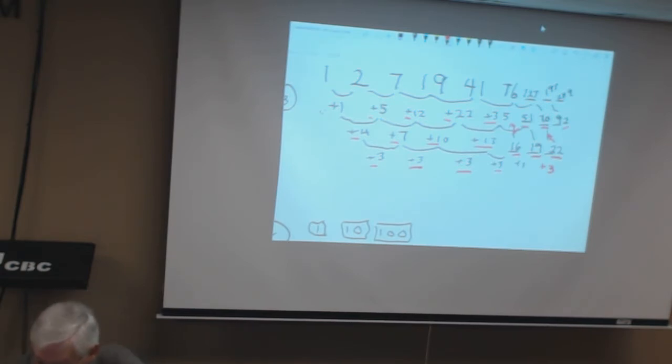Now we're still not there, because now we have to go back up to the first row. I added 1 to 1 to get 2, 5 to 2 to get 7. Everybody see that?